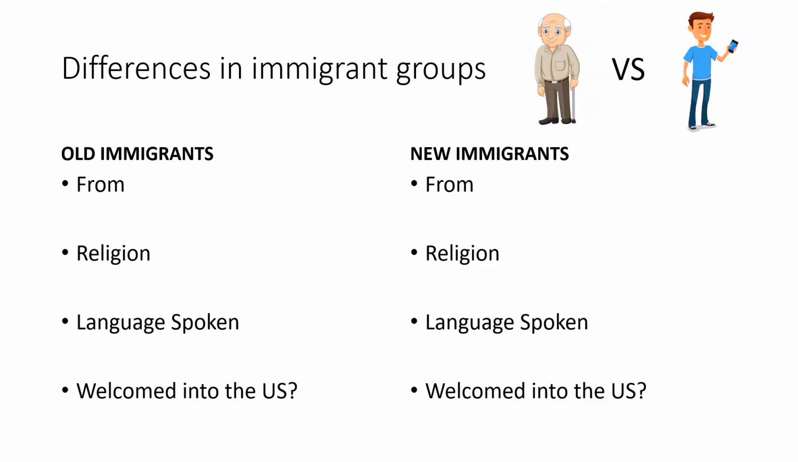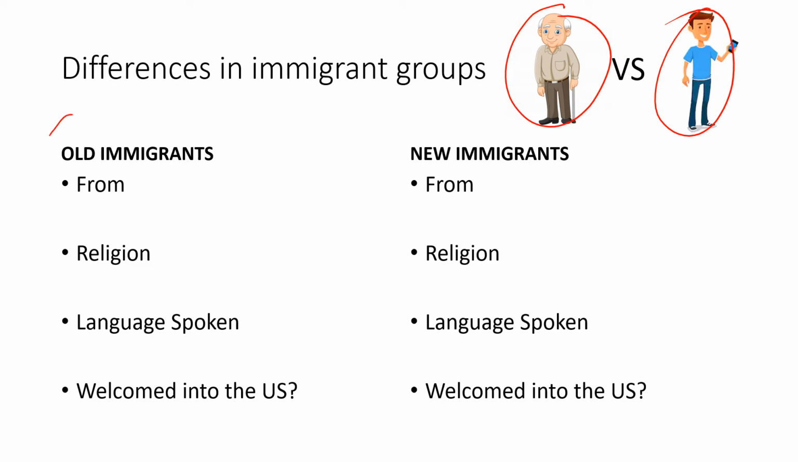So the first thing we're going to start with is the two groups of immigrants that are going to come to the United States during this time period. You have two groups. You have old immigrants and you have new immigrants. Now, in this picture up here, I've got an old person over here and I've got a young person. The old and new immigrants doesn't refer to their age. The old and new immigrants refers to when they came to the United States.